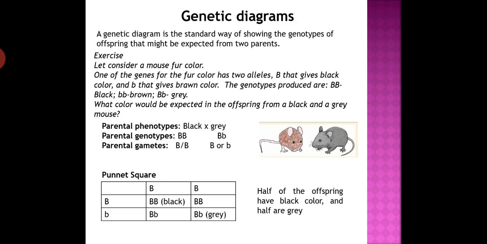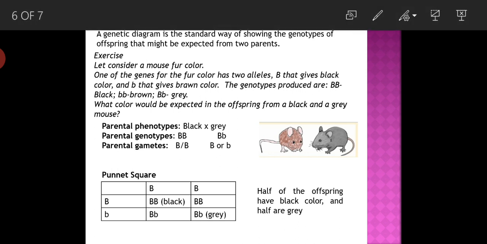One of the genes for fur color has two alleles, the large B, which stands for the black color, and the small b, which stands for the brown color. The genotypes produced are two large B letters, which stand for black, two small b letters, which stand for brown, and one large B and one small b, which stand for gray. So in homozygous we have the same letters, and in heterozygous we have different letters, which means they are gray.